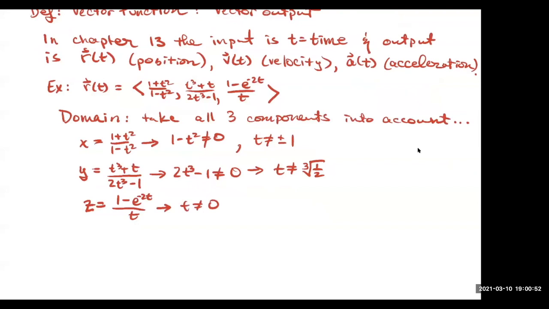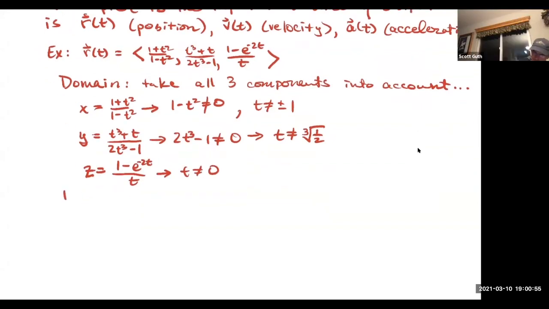Okay, so the domain, if I had to do this in interval notation, I might have to figure out what the cube root of a half is. But I'll just show you on a number line. So we know we can't have negative 1. 0 is out. Then positive 1 is there. And then this is the cube root of a half. And then of course 2 is up here.